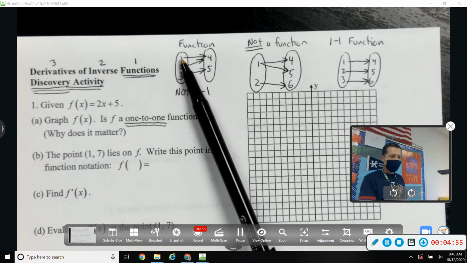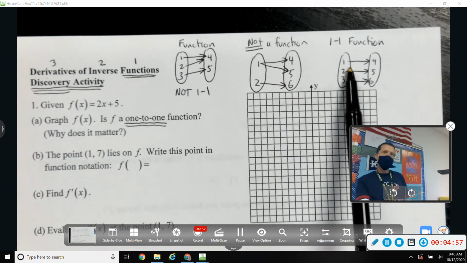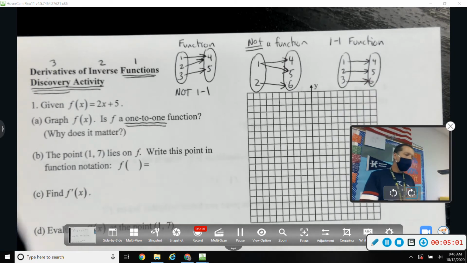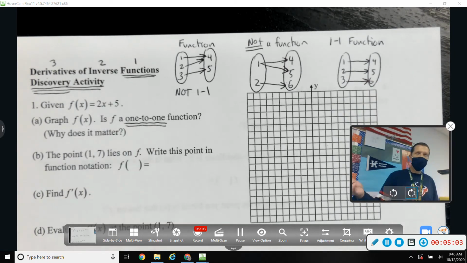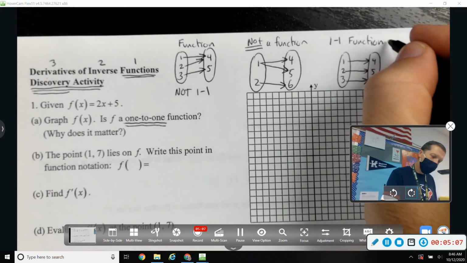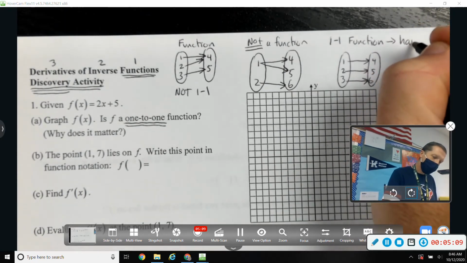So functions, not functions, one-to-one functions. One-to-one functions can go backwards. Inverses means go backwards, and so one-to-one functions have an inverse.